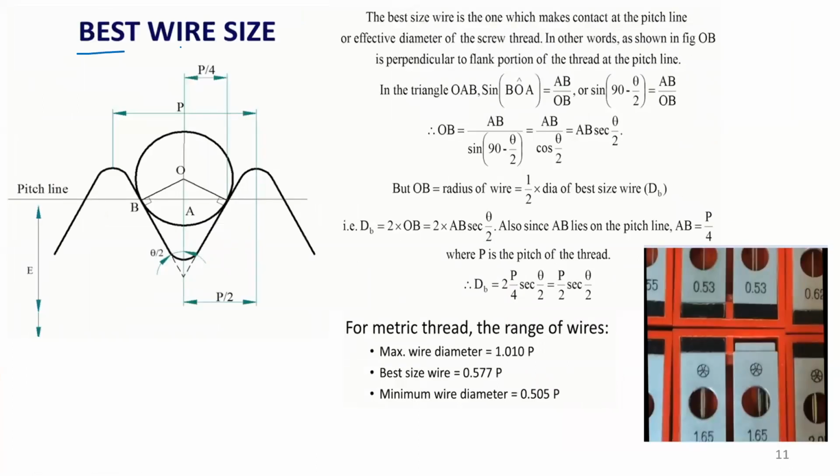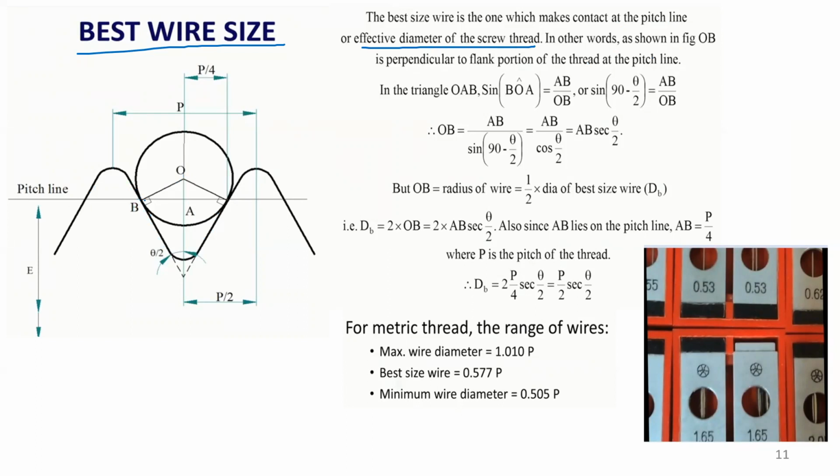Next, what is the best size of the wire? The best size of the wire is one which makes contact at the pitch line. That means OB is the line, the radius of the wire, which makes contact with the flanks of the screw thread at the pitch line. That is R at the effective diameter of the screw thread. From this figure, OB is perpendicular to the flank portion of the screw thread at the pitch line.